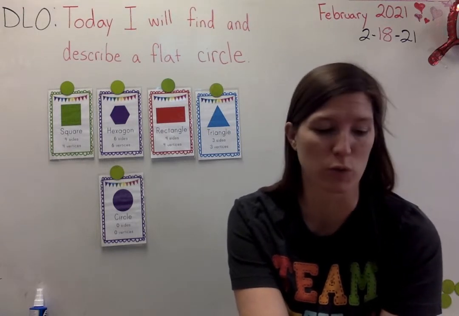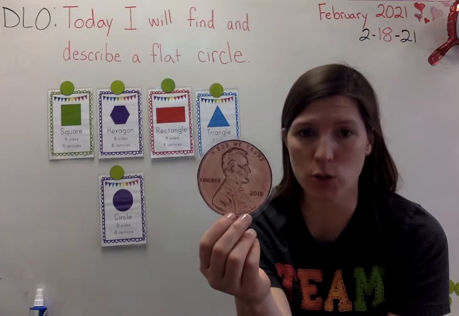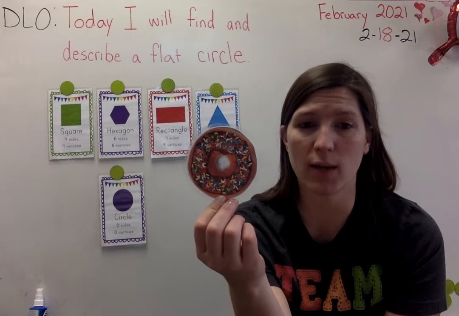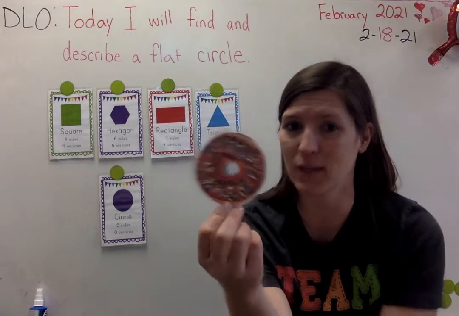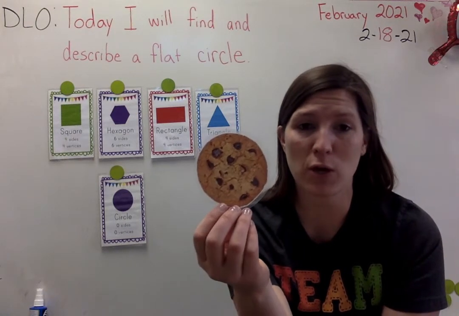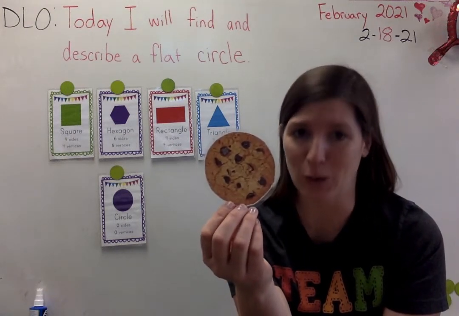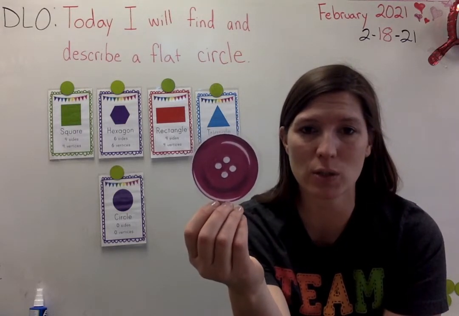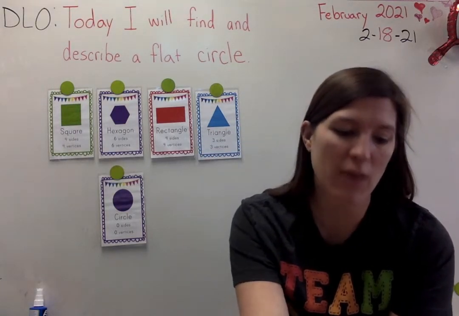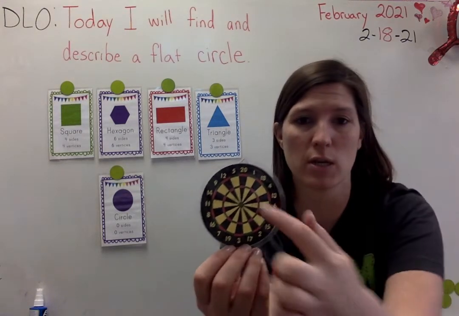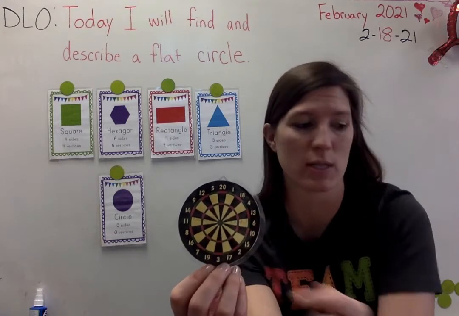I have a couple circles for you. I have a penny, so our coins are circles. The top of a donut is a circle, and there's even the donut hole is a circle on the inside. If you bake a cookie right, it turns out like a circle. Some buttons are circles. You might have this game at your house. It's a dartboard. And there's lots of circles in here. There's the circle shape on the outside and then the circles on the inside.